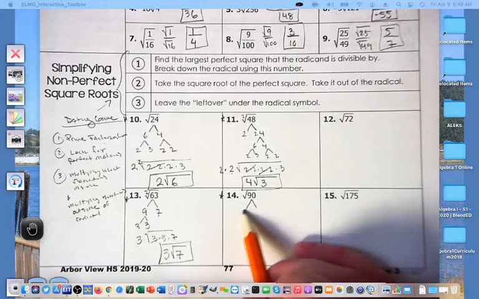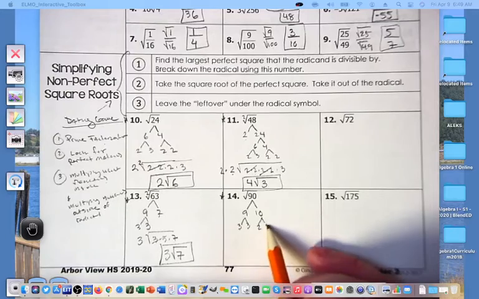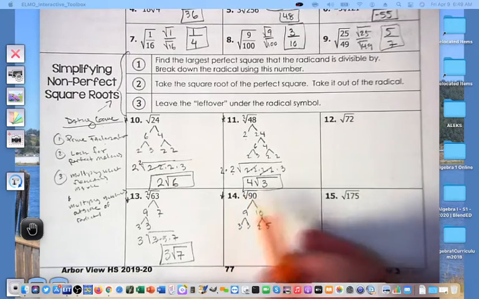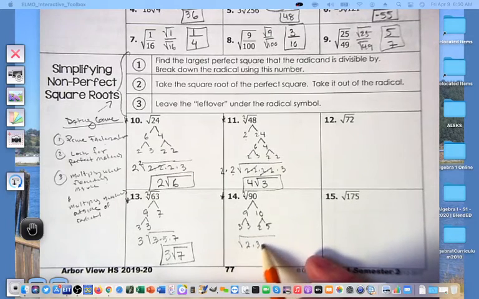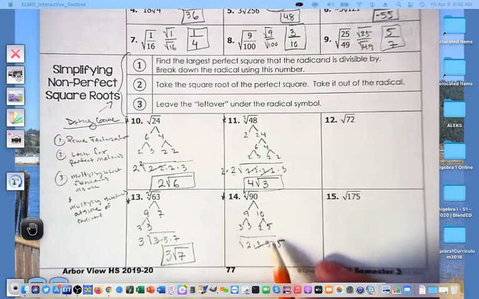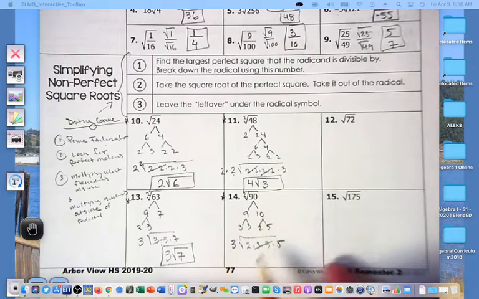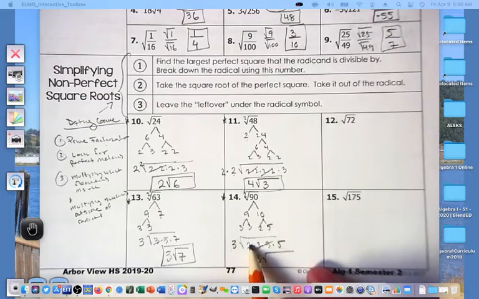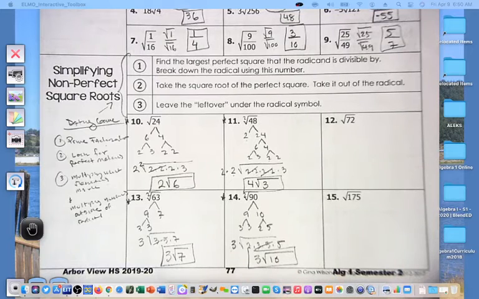And let's do 90 here finally. So 90 breaks down into 9 times 10. 9 breaks down into 3 times 3. Those are both prime. 2 times 5. Those are both prime. The index is 2, so we're looking for couples. And let's simplify this all the way. We have 2 times 3 times 3 times 5. We've got a pair of 3's right here that go to the outside and become a single 3. Whatever remains on the outside and the inside get multiplied. The 3 has nothing to multiply by, so I have 3 radical. Now 2 and 5 remained under the radical. 2 times 5 is 10. So 3 radical 10.